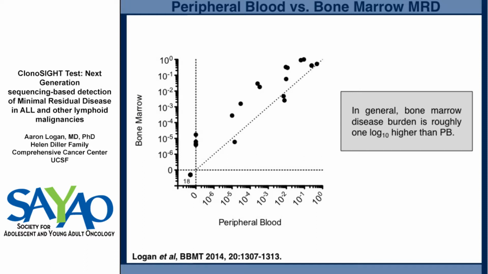But the deep sensitivity of the assay with 10 to the minus 6 being the lower limit of detection allows us to detect low levels in the peripheral blood and perhaps decrease the frequency with which we're sampling the bone marrow and only doing bone marrows when we see something in the peripheral blood.